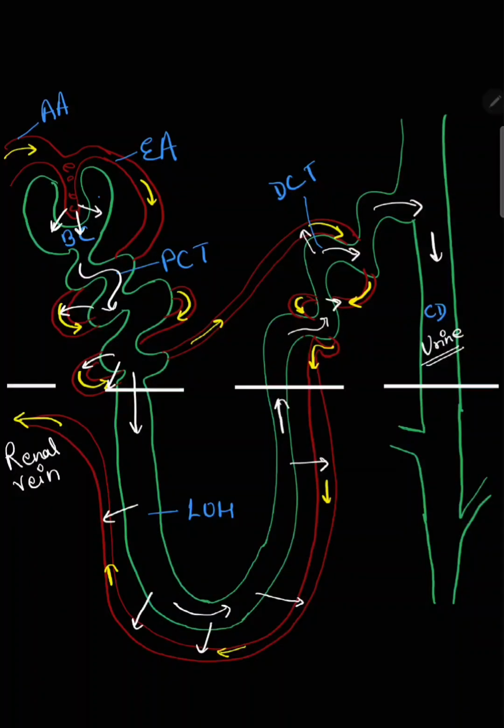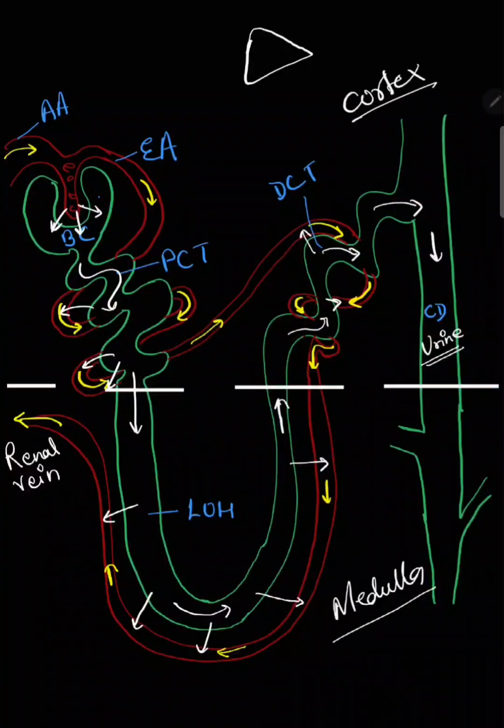Now I have drawn some lines here. What does this mean? The portion above this white line lies in the cortex region, and the portion below the white line lies in the medulla region of the kidney. That is why, when I drew the renal pyramid, I drew nephrons like this. So the Bowman's capsule portion was in the cortex region, but the loop of Henle lies in the medulla region.